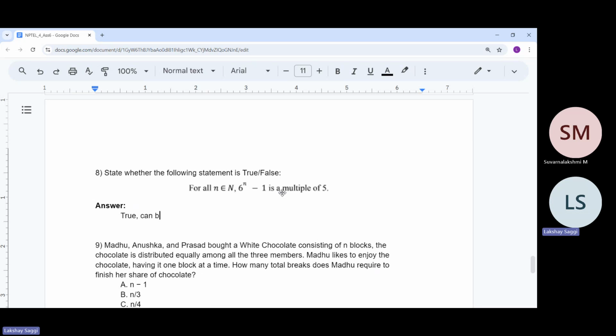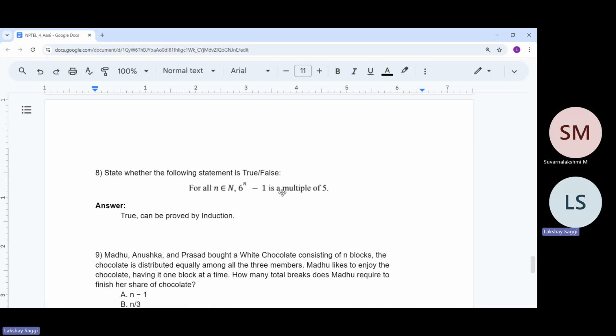So we need to prove it by induction. Can we prove by induction? And how do we prove this? Our inductive claim will be, let's assume P(n) is that 6 to the power n minus 1 is divisible by 5. Note that being a multiple of 5 and being divisible by 5 are the same thing.